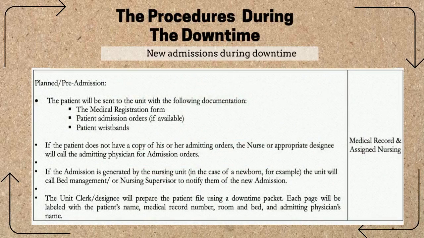Planned admission. The patient will be sent to the unit with the following documentation: the medical registration form, patient admission orders, and patient wristbands. If the patient does not have admitting orders, the admitting physician will be called for that. The nursing supervisor will be notified of the new admission.